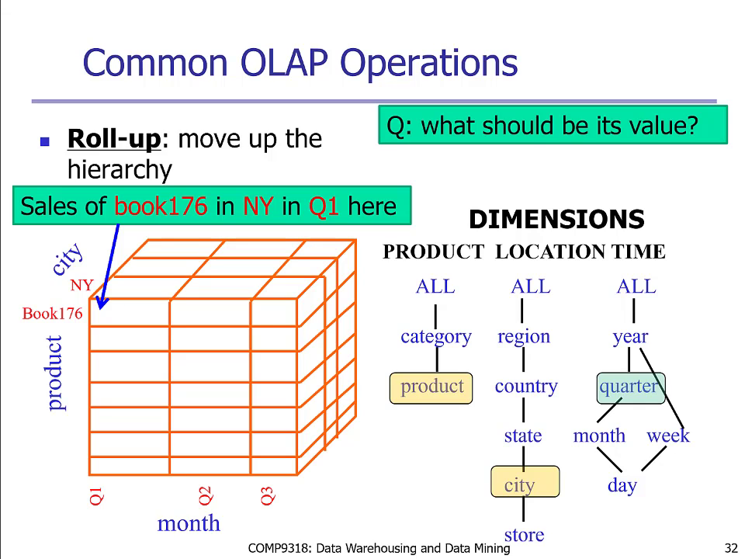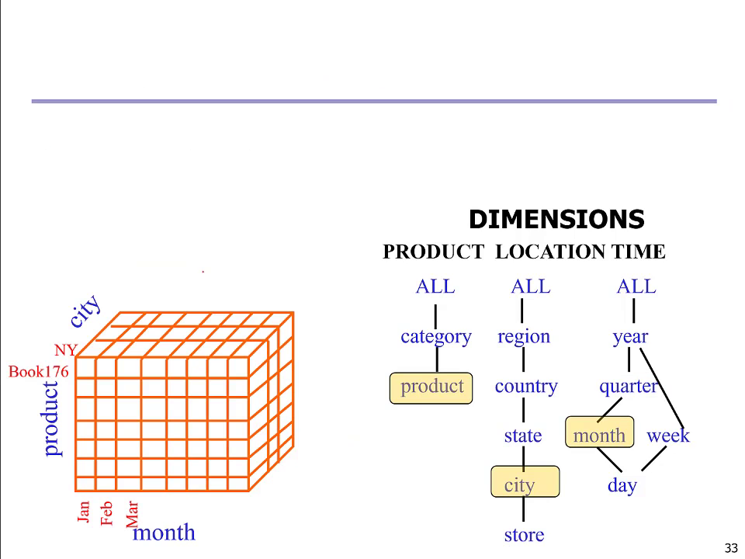So this operation performs aggregation on a data cube, right? For example, in the next slide. So we have 3 dimensions: product, location, and time. Currently for product, we take product as the level. For location, we take city as the current level, and for time, we take month as the current level.